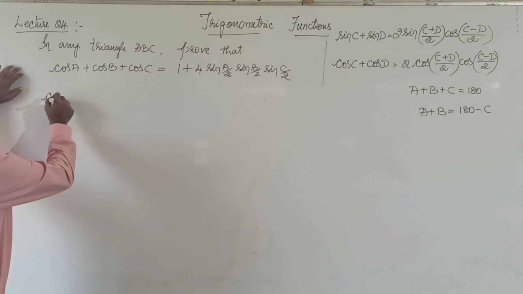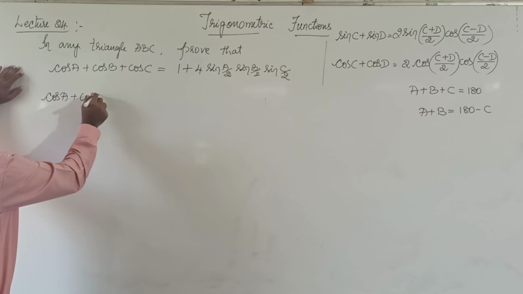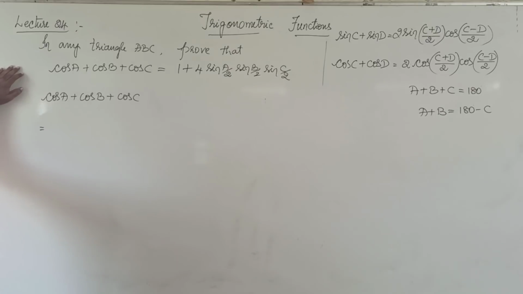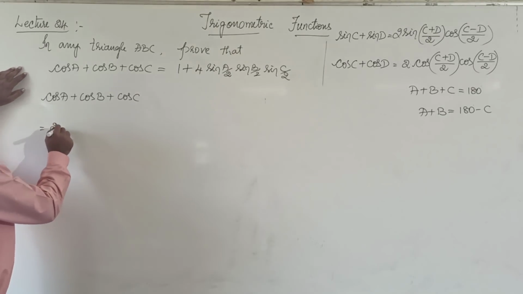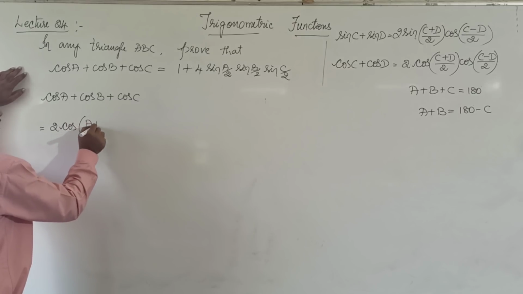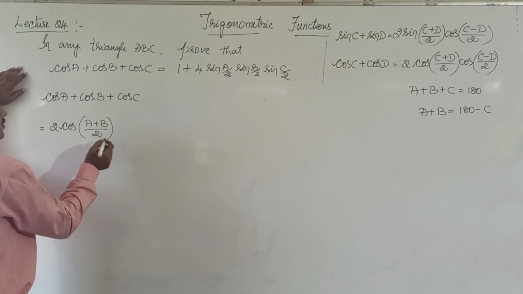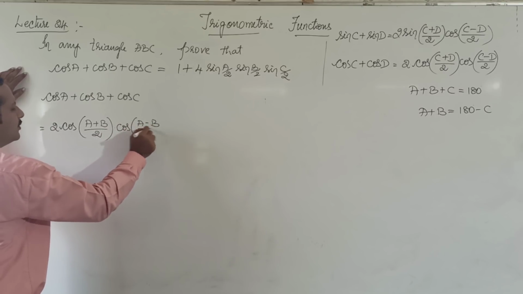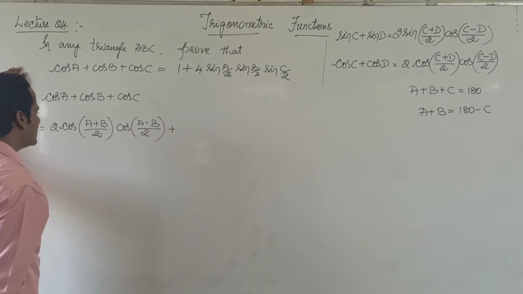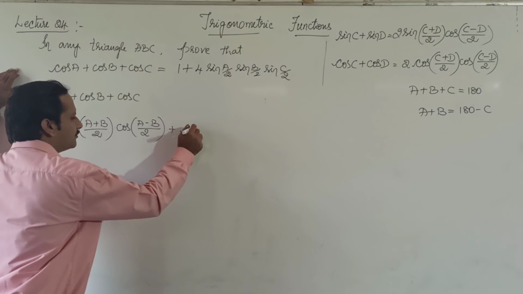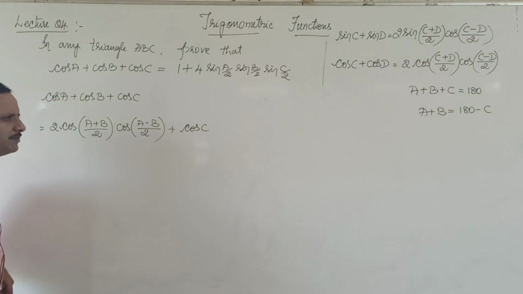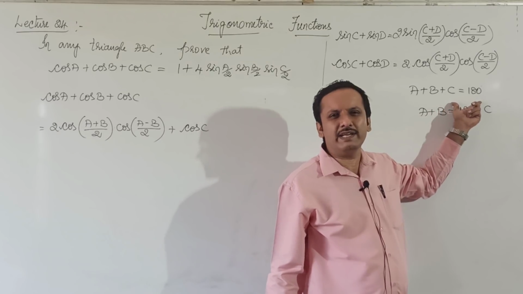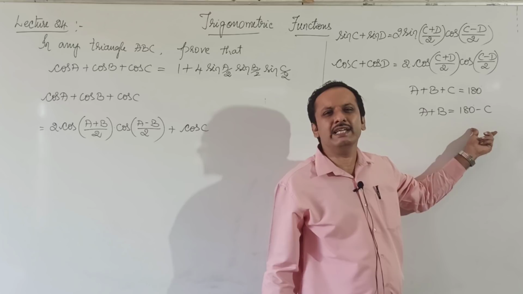So as always, let me take this cos A plus cos B plus cos C. Cos A plus cos B, I will use the cos C plus cos D formula. So this will give us 2 cos A plus B by 2 into cos A minus B by 2 plus cos C. Now A plus B by 2. Look here, it's a triangle ABC. So A plus B plus C is equal to 180 degree. A plus B is equal to 180 degree minus C.